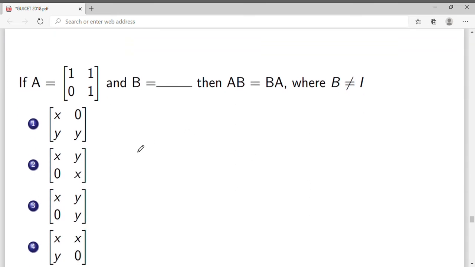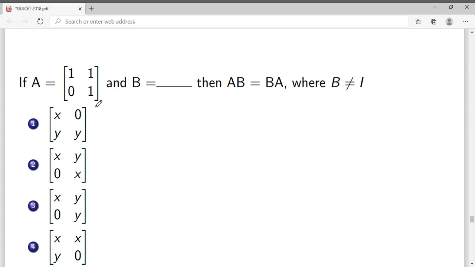First option is x0yy. Second option is xy0x. Third option is xy0y. Fourth option is xxy0. Now here we have to find the matrix B.